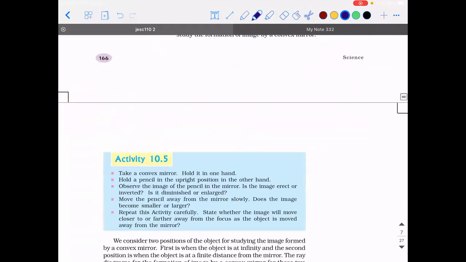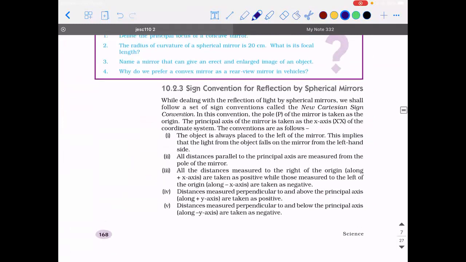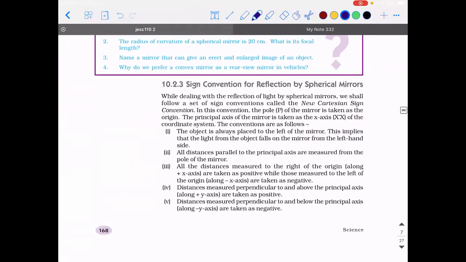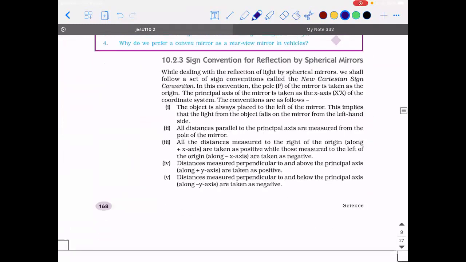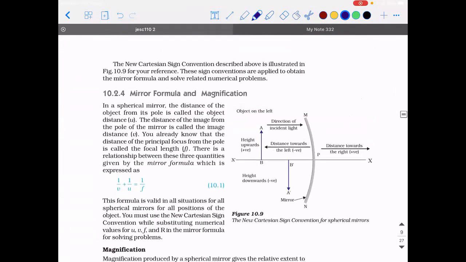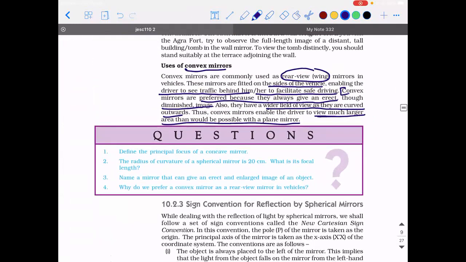I hope you guys have understood this, right? So this is all about the ray diagrams of spherical mirrors. Next, we are going to see the sign convention and mirror formula. Then we'll see how to solve problems. After that, we'll go to refraction. So with that, reflection will be over with the mirror formula. Then the next topic that we have is refraction. That is also simple, not a big deal.